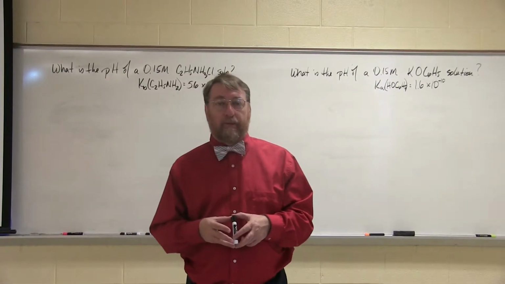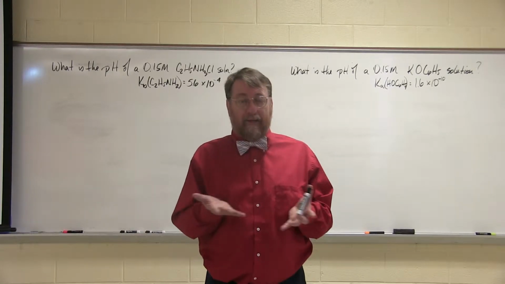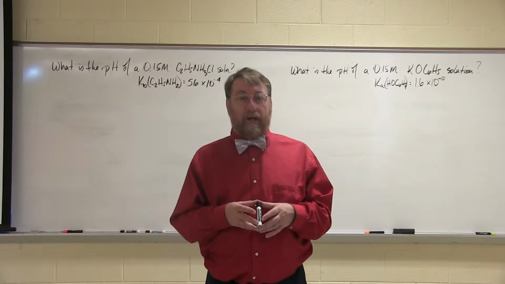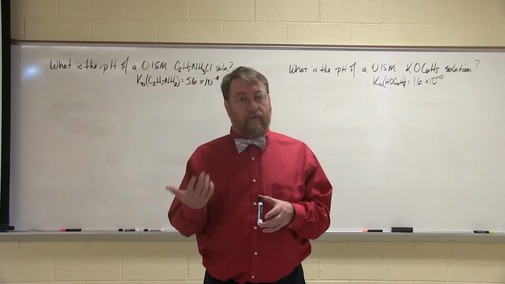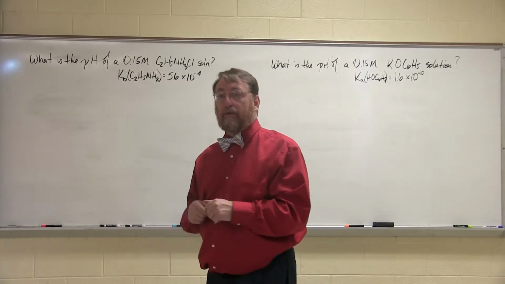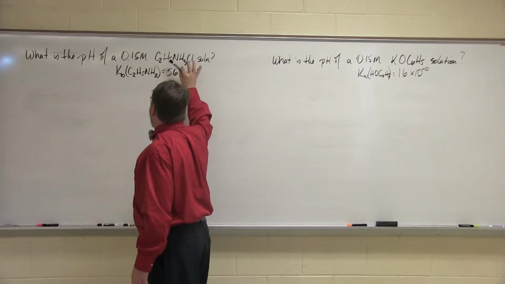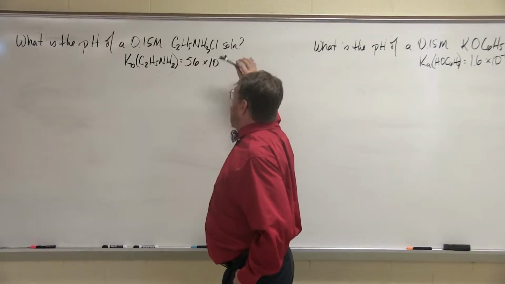Okay, now we're going to determine the pH of a salt solution. We know how to calculate a Ka or Kb that might be missing for a conjugate acid-base pair. And so from that, we can determine the pH of almost any salt solution. Okay, so I have here, what is the pH of a 0.15 molar ethyl ammonium chloride solution?